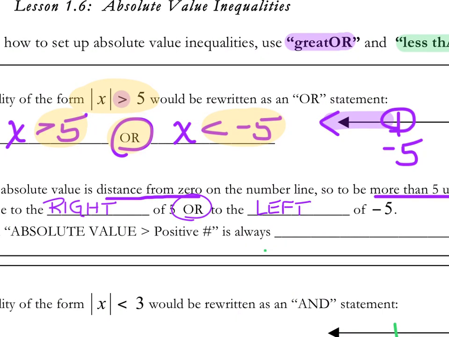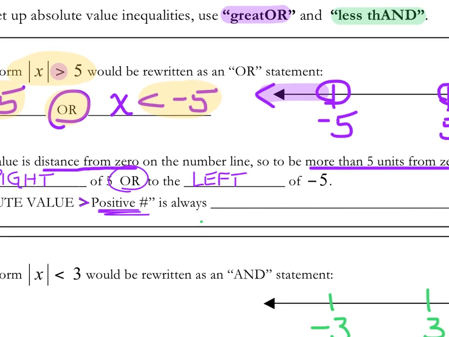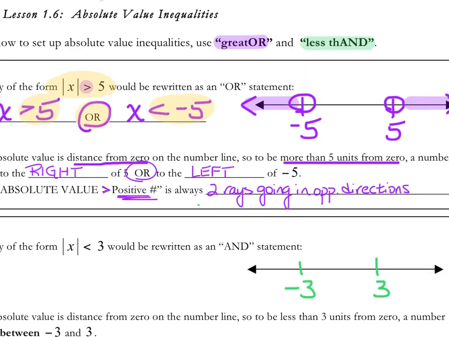Now, the graph of an absolute value that's greater than, if this is a positive number, the graph will always be 2 rays going in opposite directions. Okay, absolute value greater than is going to look just like you see up above. Your answer should be 2 rays going in opposite directions.